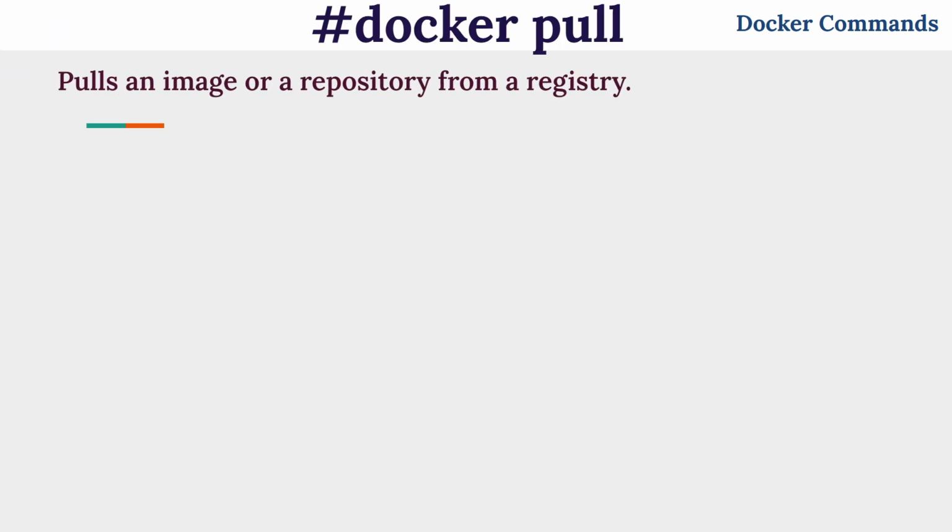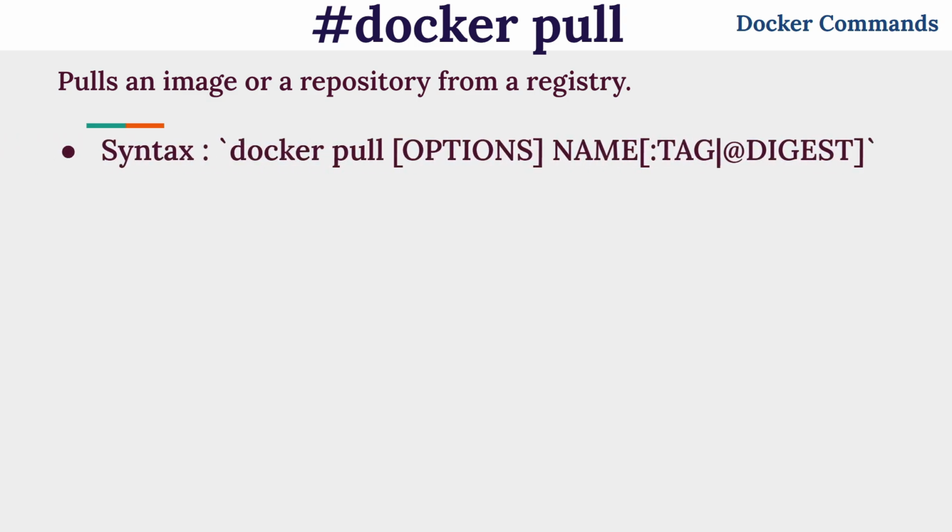Next command is Docker pull. The Docker pull command is used to download Docker images from a Docker registry, typically Docker Hub. This command fetches the specified image along with its layers from the registry and stores it locally on your machine. Let's see the syntax: docker pull.